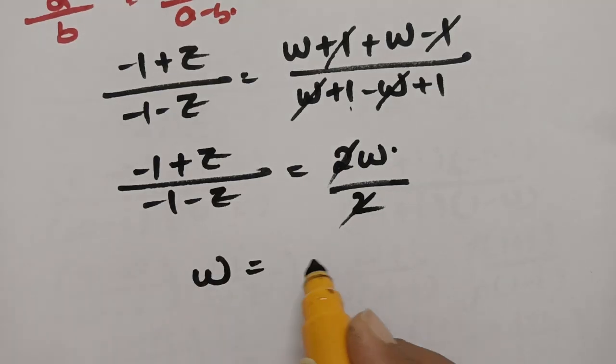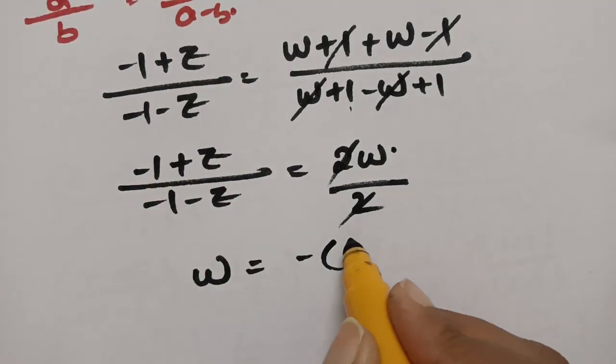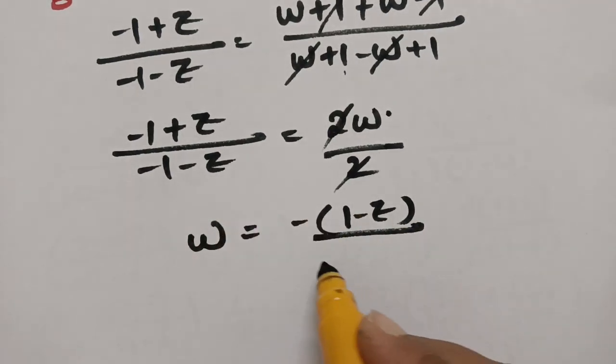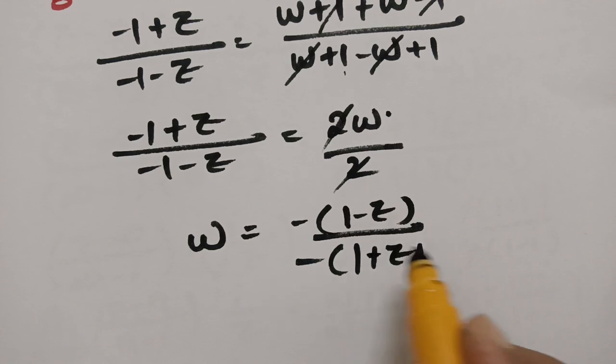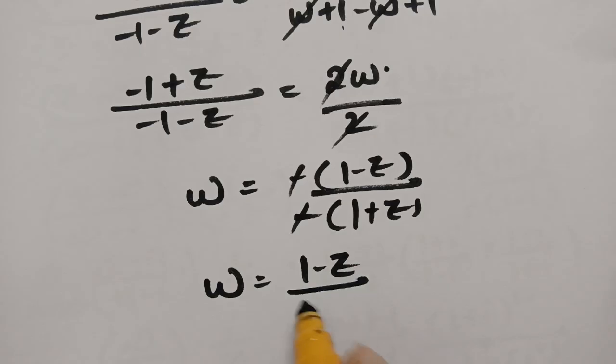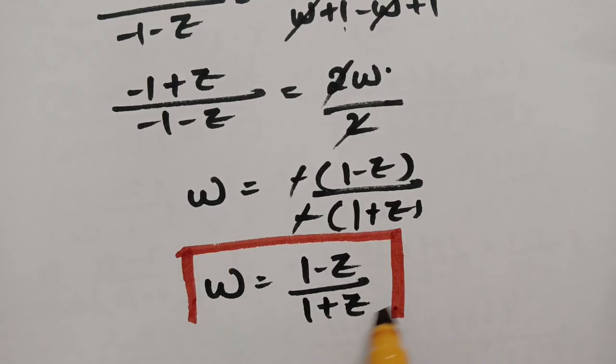So w is equal to, if I take minus common, this will be 1 minus z, and if I take minus common, this will be 1 plus z. If I cancel these two, the w value is equal to 1 minus z by 1 plus z. So this is how we have to do. These are all the proper steps from the textbook, so don't miss.